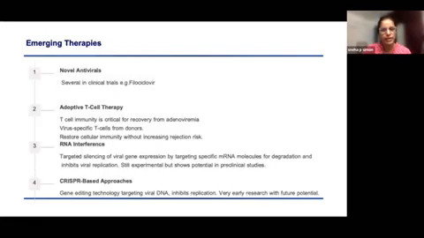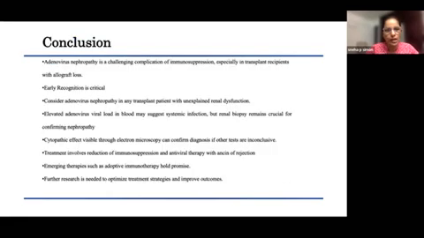Emerging therapies: novel antivirals and clinical trials, like filocyclovir. Adoptive T-cell therapy: T-cell immunity is critical for recovery from adenoviremia, so virus-specific T-cells taken from donors will restore cellular immunity without increasing the rejection risk. Other emerging therapies include RNA interference and CRISPR-based approaches.